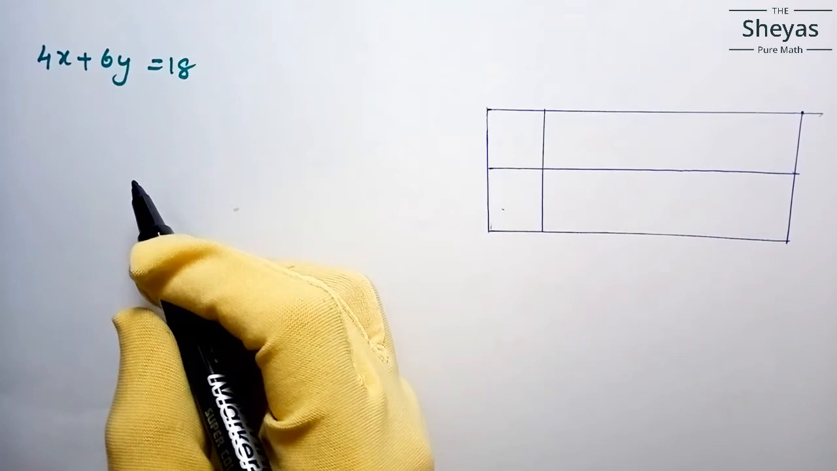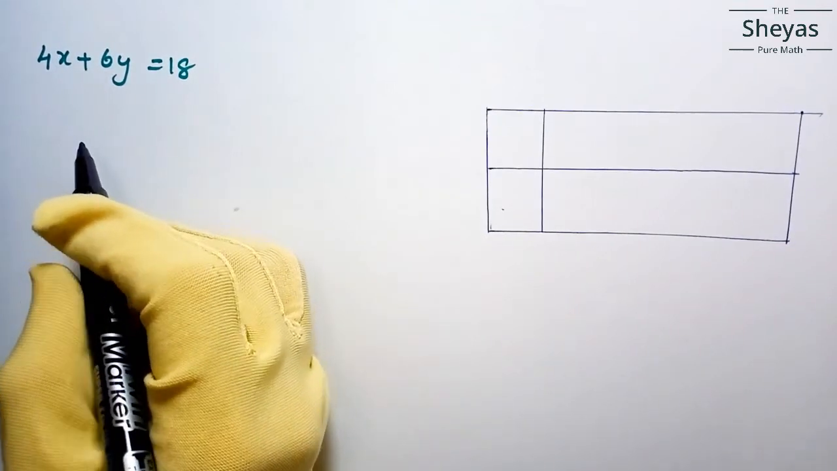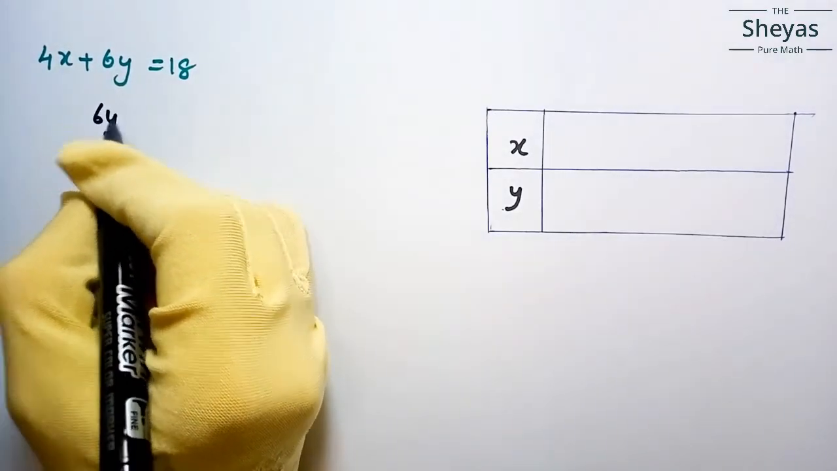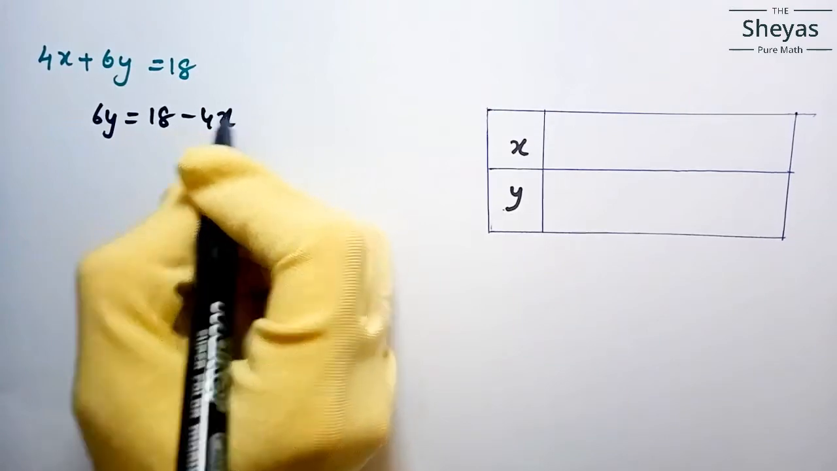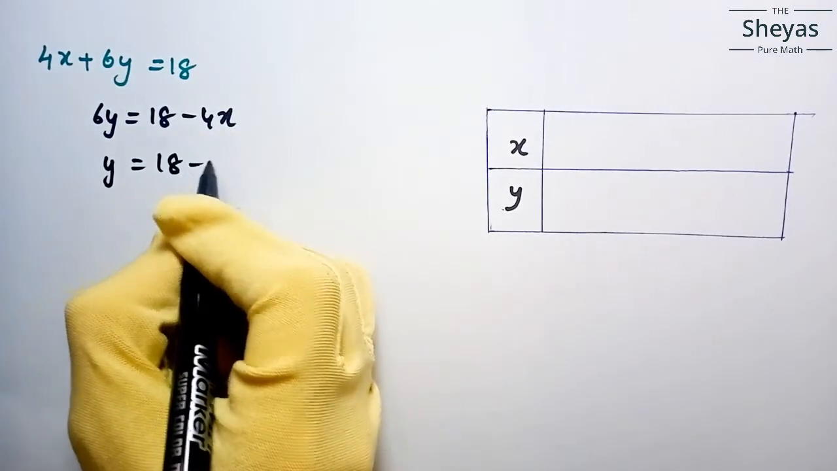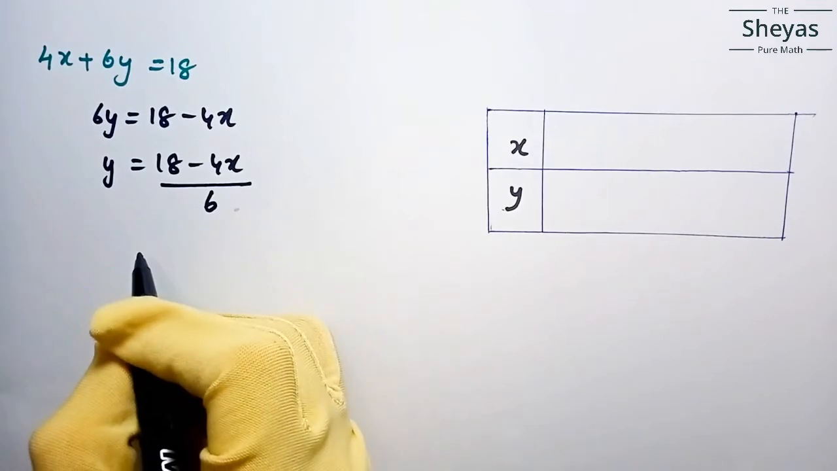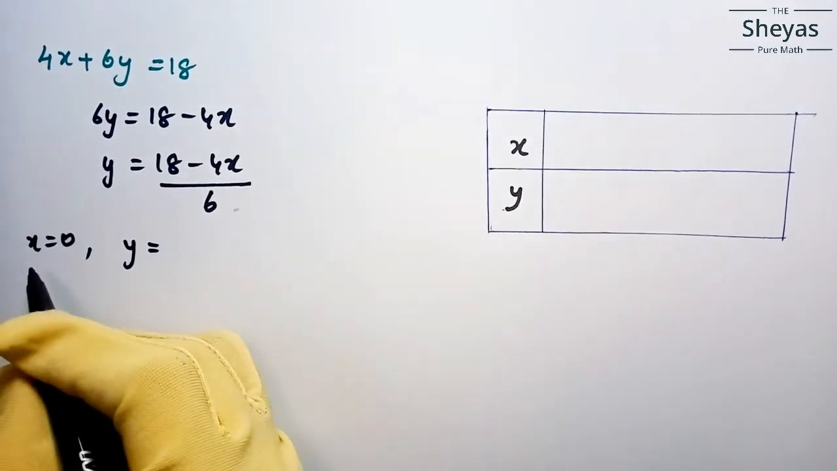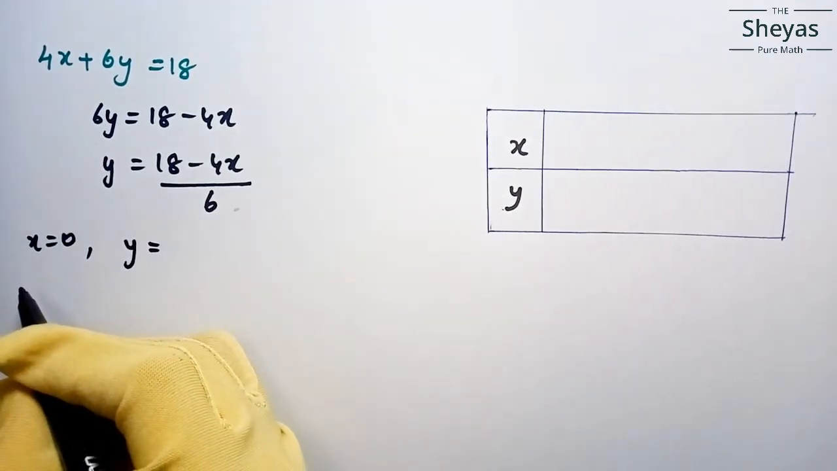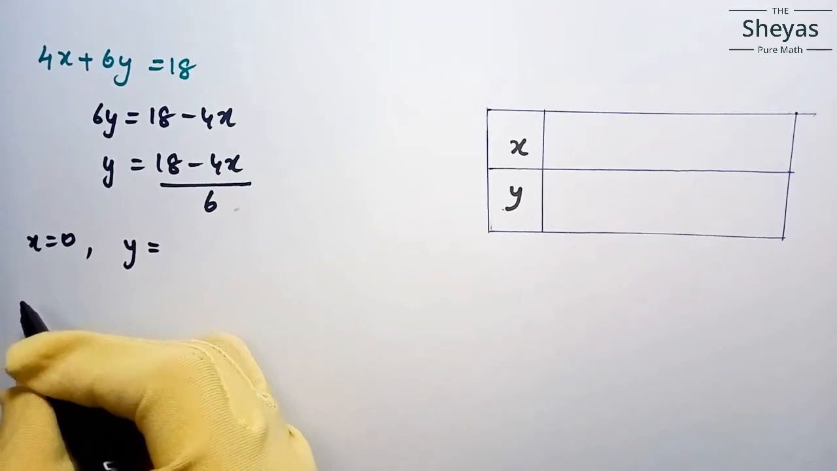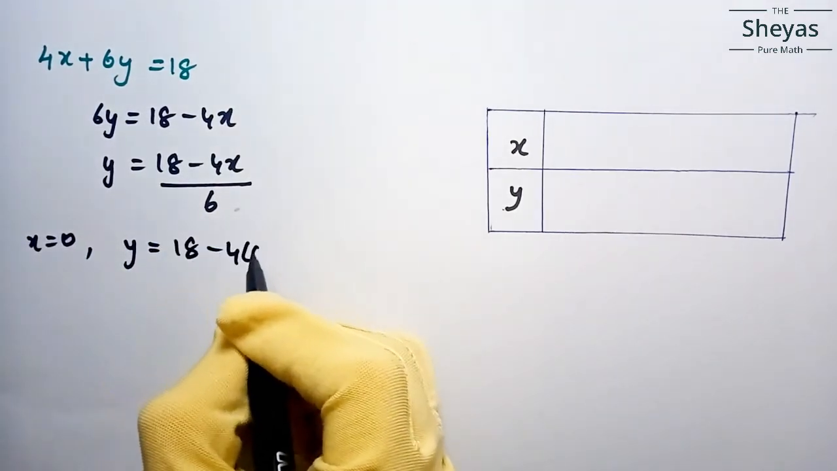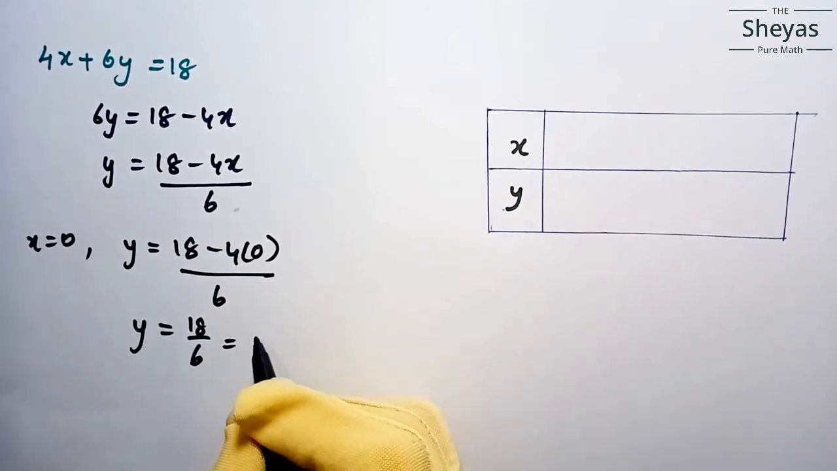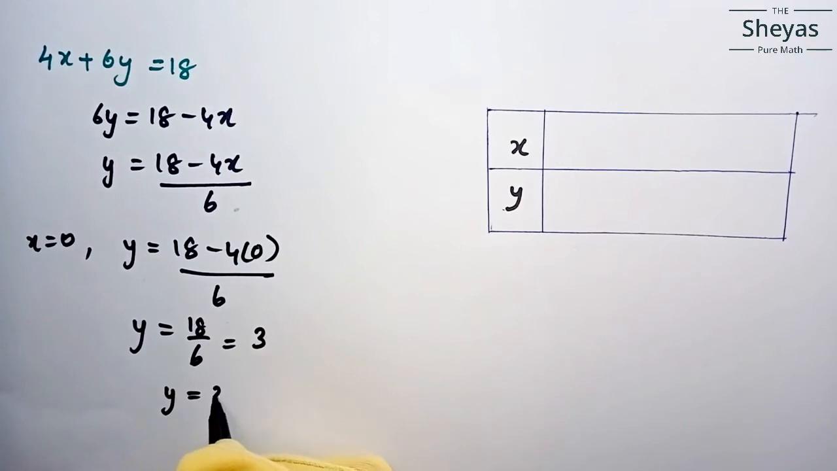Now the next equation is 4x plus 6y is equal to 18. Here also you can mark it as x and y. Now from this you can take the y value. y is equal to 18 minus 4x, by 6. Now I am applying x is equal to 0. You can take any values for x, but I am taking x is equal to 0. y is equal to 18 minus 4 into 0, by 6. y is equal to 18 by 6, 3. Therefore, you are getting y as 3.